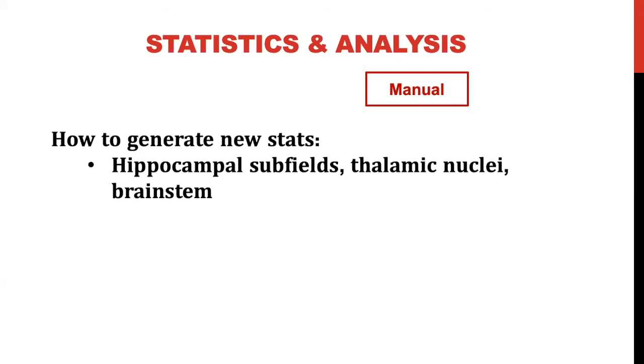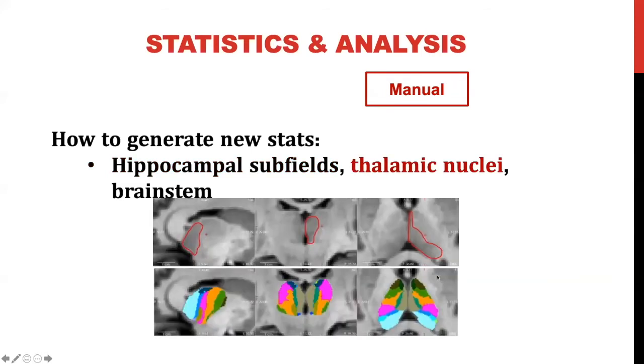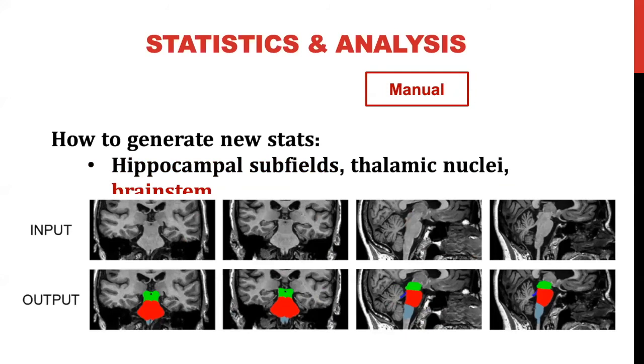And so how to generate these new stats is you can manually draw them yourself. So right here, you're seeing the hippocampal subfields, thalamic nuclei, and the brain stem. And then you can generate stats based off of these drawings, even though that's a very basic way to put it. It takes a lot more attention to detail than that. But this is useful if you're studying just particular regions of the brain that FreeSurfer may not have covered in the aseg or aparc. So that is a very quick overview of FreeSurfer, how it works, and what you can do with it.